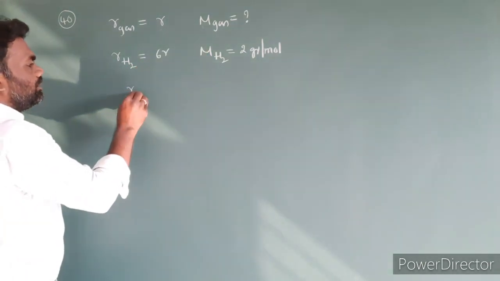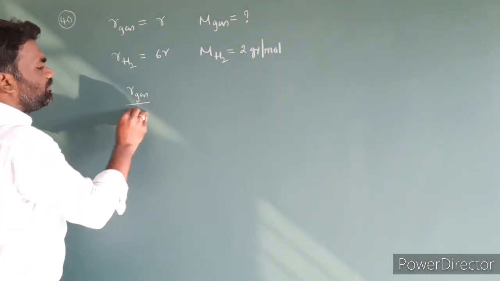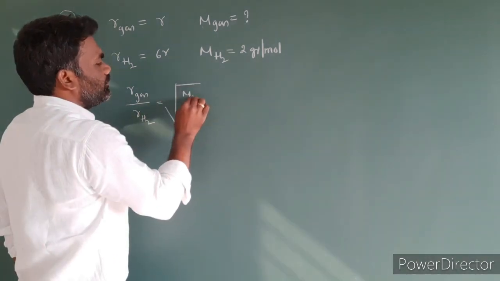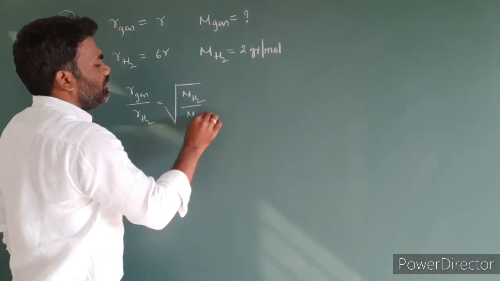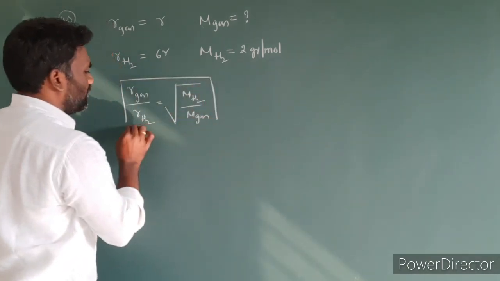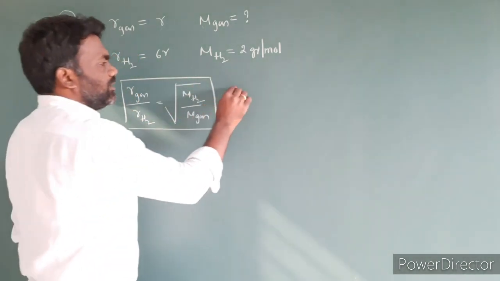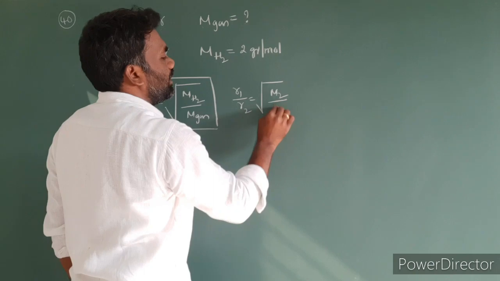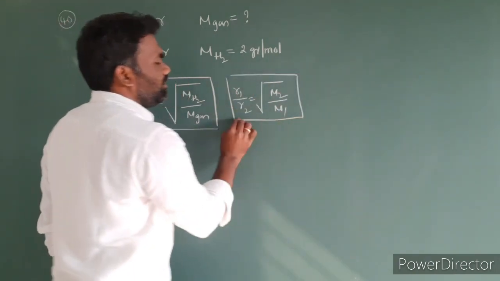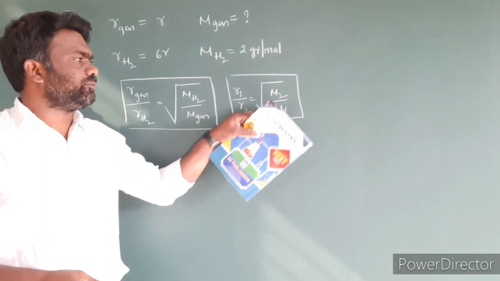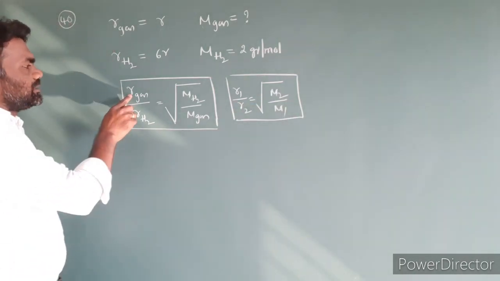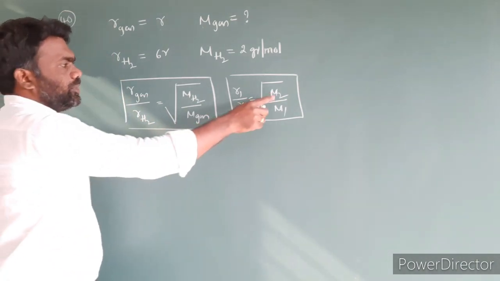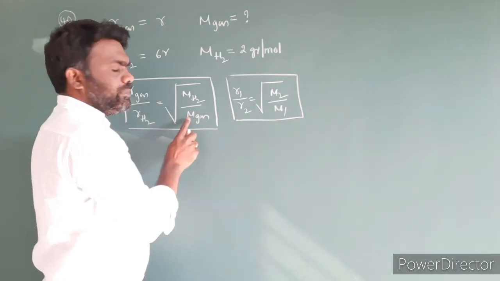What is the formula? Rate of diffusion of gas by rate of diffusion of hydrogen is equal to square root of molar mass of H2 by molar mass of gas. So this is the formula we have to use. The general formula is R1 by R2 is equal to square root of M2 by M1. Here, in the place of R1 I took the rate of diffusion of gas, in the place of R2 the rate of diffusion of hydrogen. So M2 is molar mass of hydrogen, M1 is molar mass of gas.